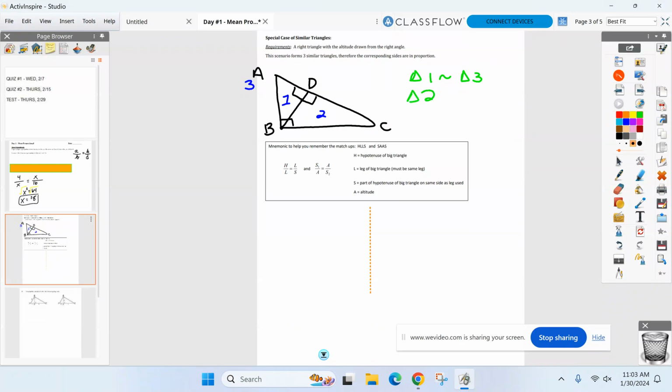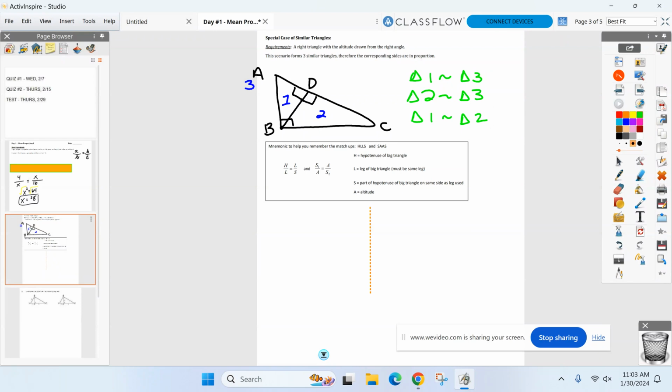So triangle 2 is similar to 3. And now look what we just found out. Any other conclusions? 1's similar to 3, and so is 2. So that means 1 and 2 have to be similar. So overall here, what did we just find out? All 3 triangles are similar to each other.